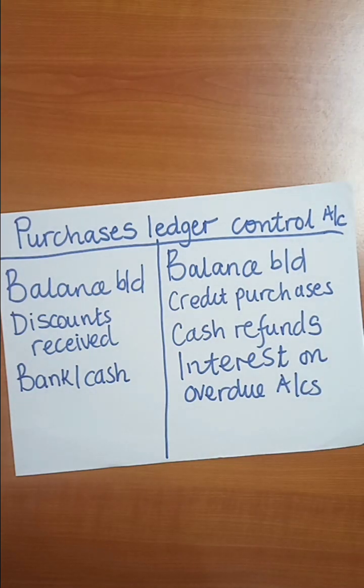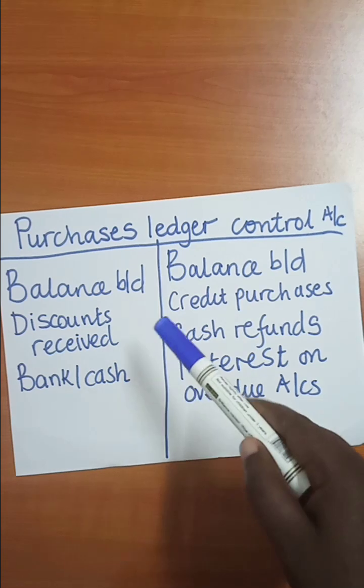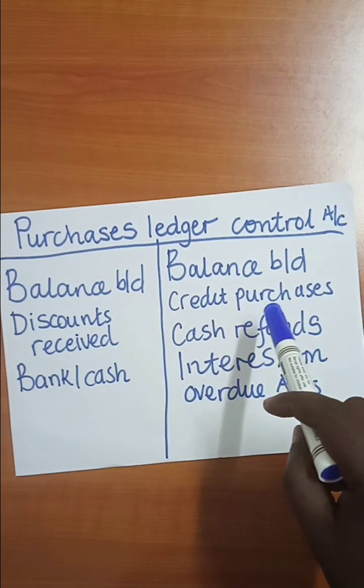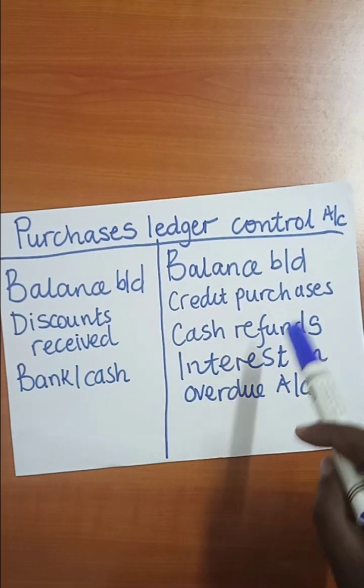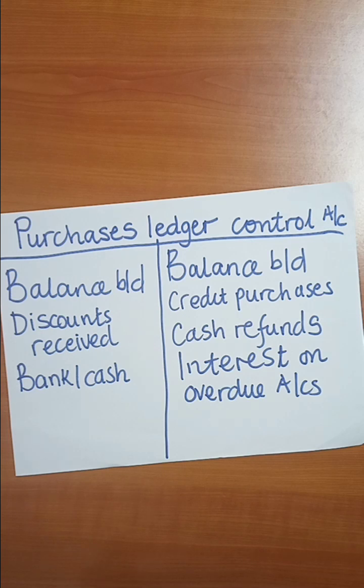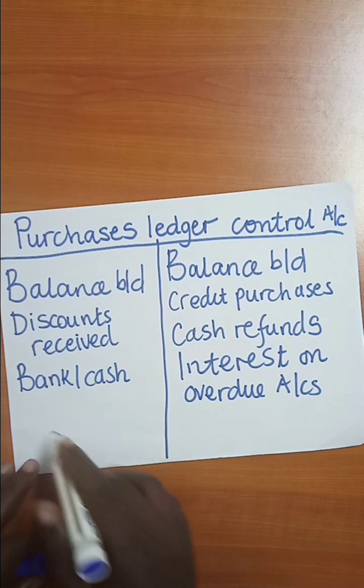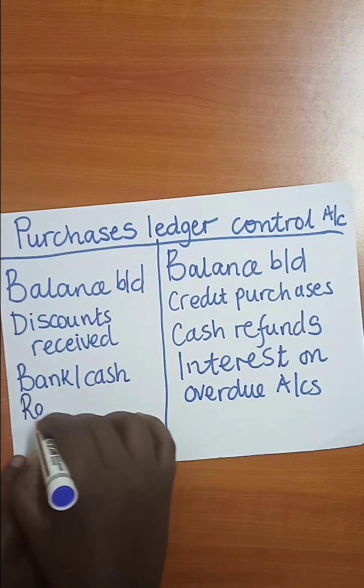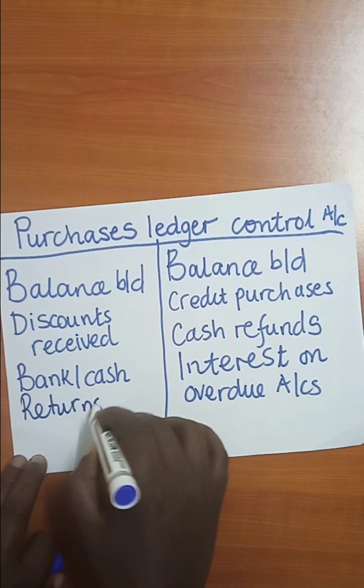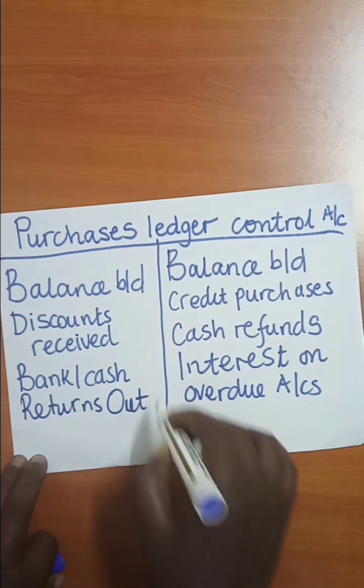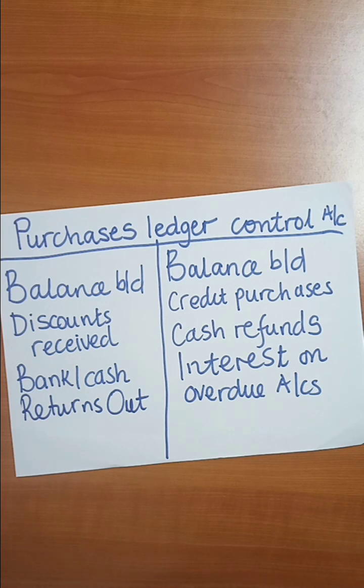We also have returns outwards. Returns outwards occur when the business returns some of the goods bought on credit to the suppliers. So is it going to increase or reduce? Yes, it is going to reduce the amount that they are supposed to pay. So returns outwards go on the debit side.